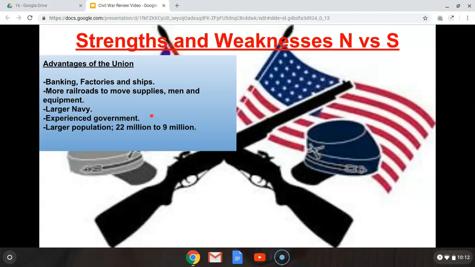The South, the Confederacy, brand new government led by brand new people down there. And the North had a larger population. Look at that difference, 22 million to 9 million. That means you can lose a lot more men in this war.